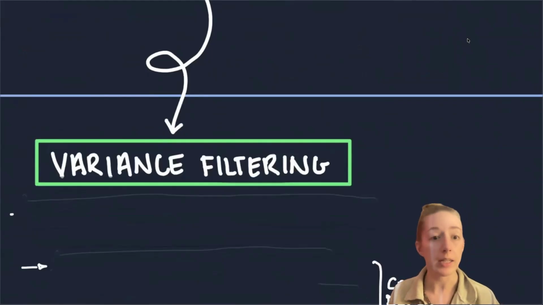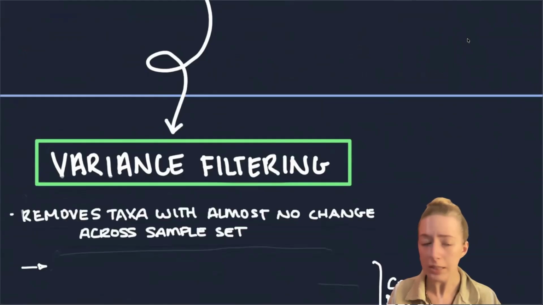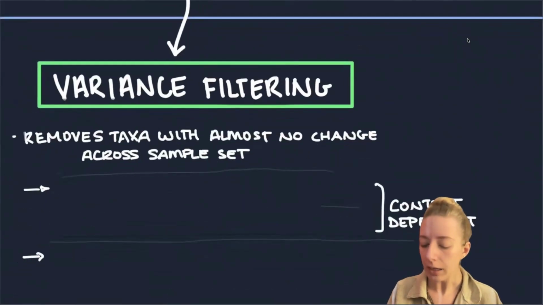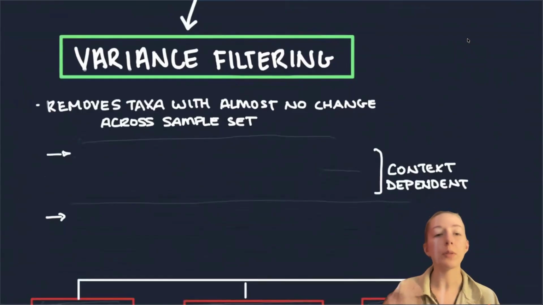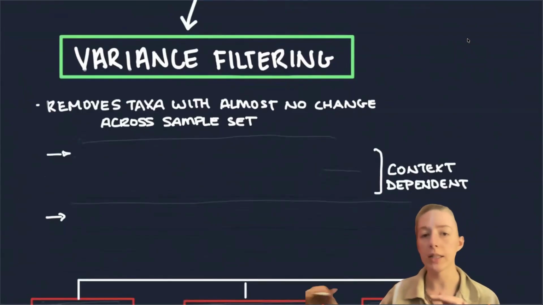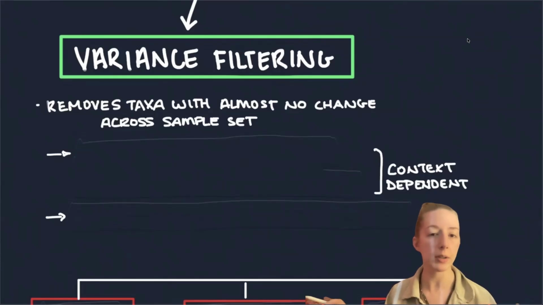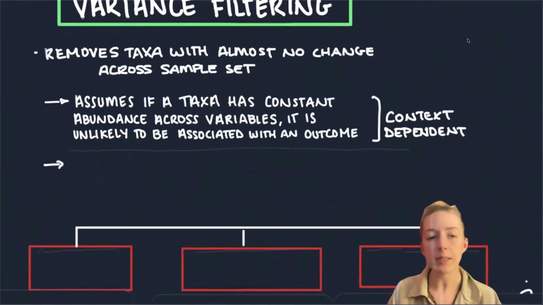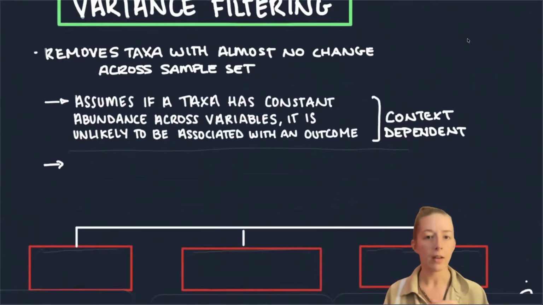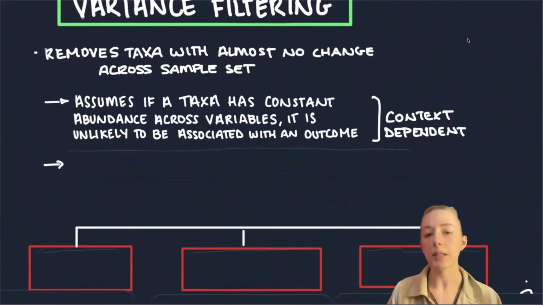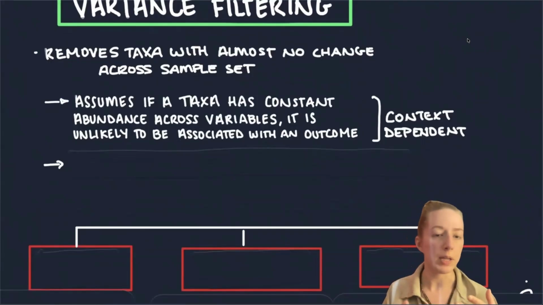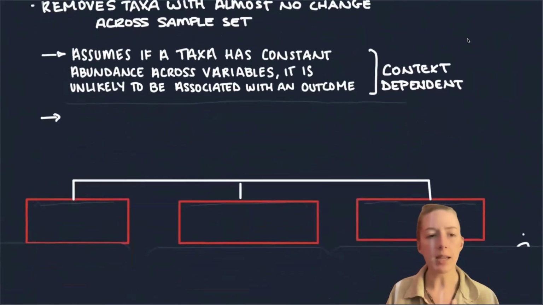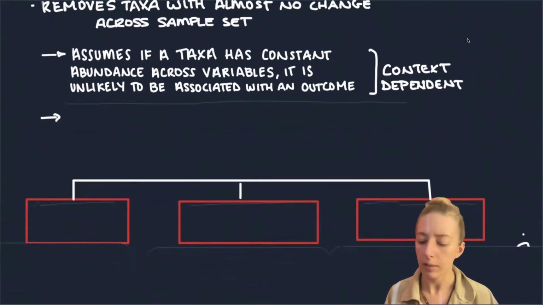Another type of filtering that we can apply is called variance filtering. This is optional, but it's a little bit interesting because it will remove taxa that are not really changing across samples. So taxa that are really stable, their abundances are pretty similar across all the samples, because this assumes that if a taxa isn't really changing, if its abundance is constant across different variables or different samples, it's unlikely to be associated with an outcome or be driving or having an effect. However, again, this is context dependent. In your experiment, it might matter if something is constant or not.